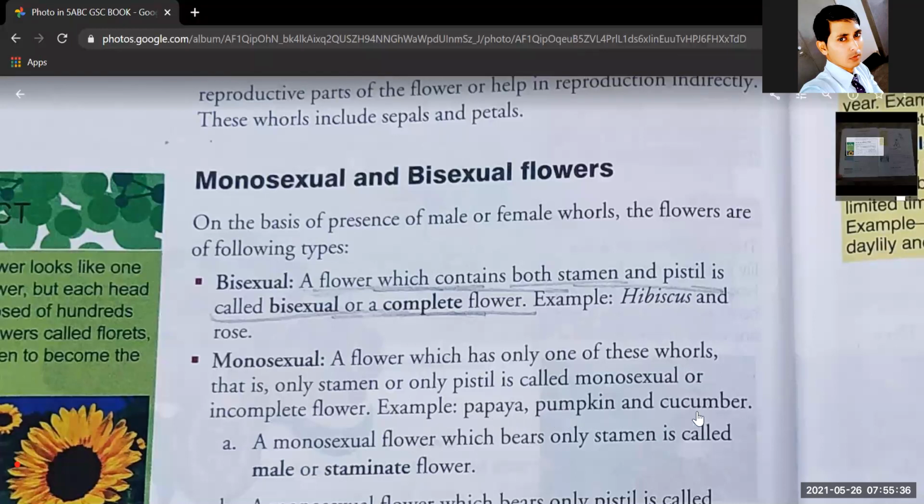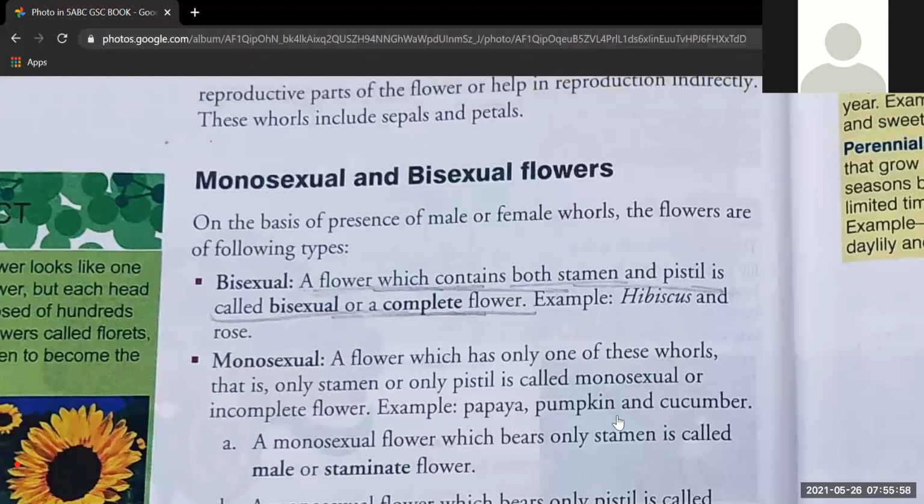Papaya, pumpkin and cucumber. The correct pronunciation is cucumber. No one will say it wrongly. Okay, the pronunciation is cucumber. Cucumber means khira. In Hindi it is called khira, and papaya and pumpkin you already understand. Okay, understood? Any problem? No, sir.